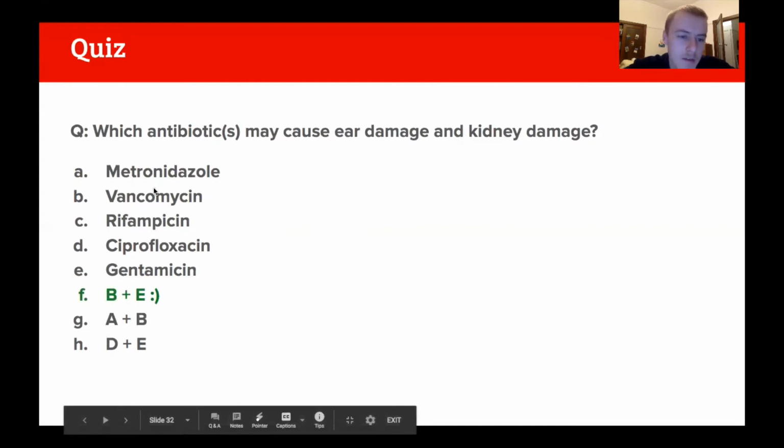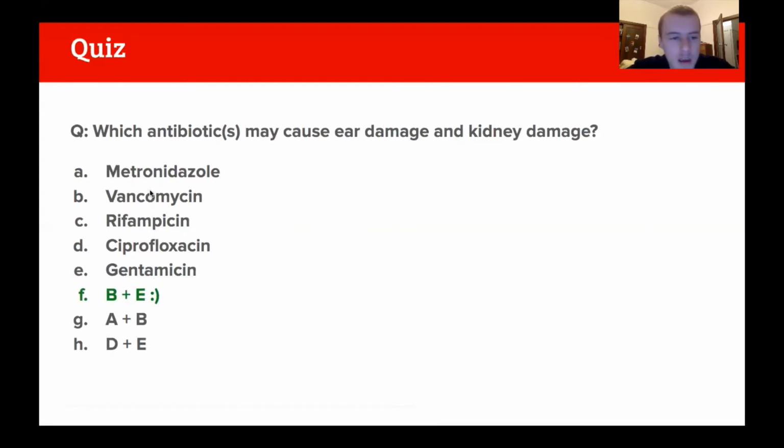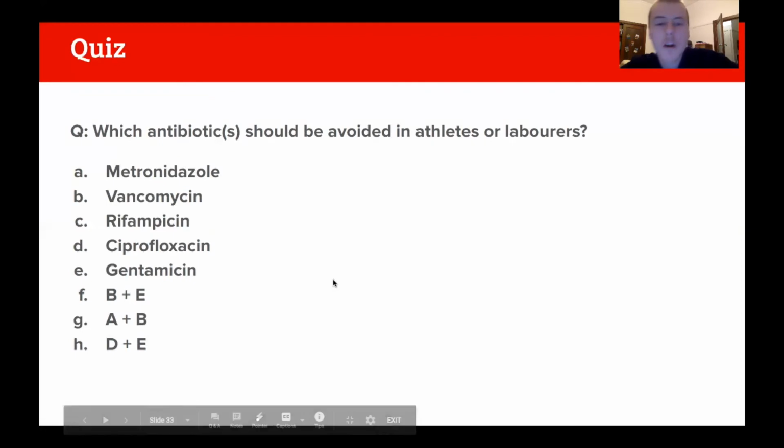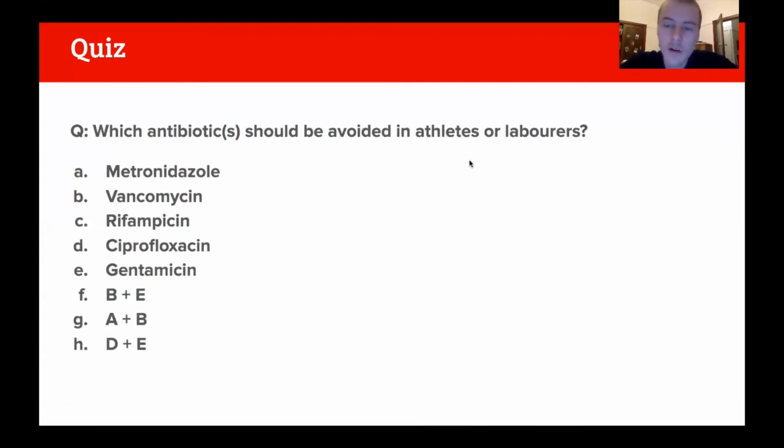The answer is B and E, vancomycin and gentamicin. And so the mycin ending, that's the one I think of. And so that I don't include clarithromycin and erythromycin, I remember that those guys are macrolides, and macrolides don't cause nephrotoxicity and ototoxicity. They're pretty safe. They're much like penicillins. And then the last one, which antibiotic or antibiotics should be avoided in athletes or laborers?